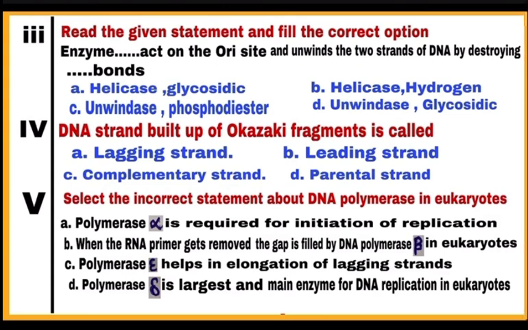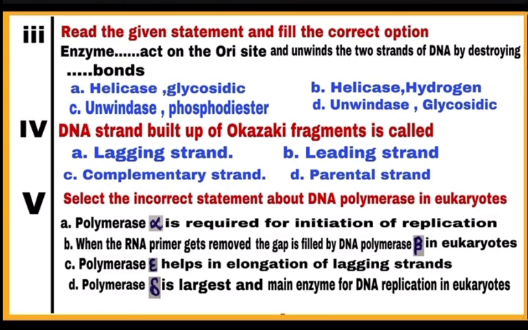Question 4. DNA strand built up of Okazaki fragments is called. Option A. Lagging strand. Lagging strand is a replicated strand of DNA which is formed in short fragments called Okazaki fragments, and its growth is discontinuous. So mark A as a correct answer.